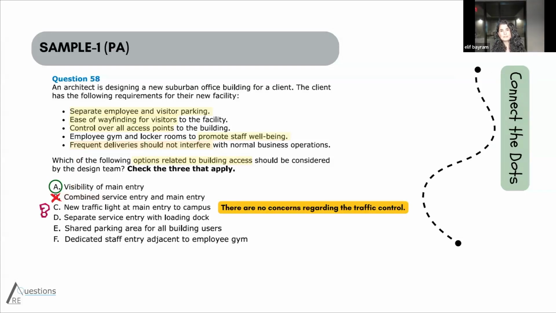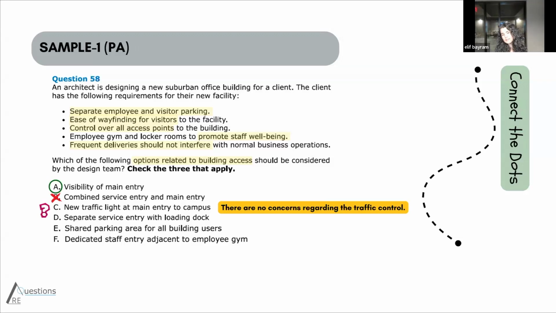By the way, I solved these questions first myself without looking at the options. What you are hearing right now is exactly my thought process when I'm doing it on my own, okay? So I tell myself, okay, A is probably correct, B is probably incorrect. C is weird. It says new traffic light at main entry to campus.